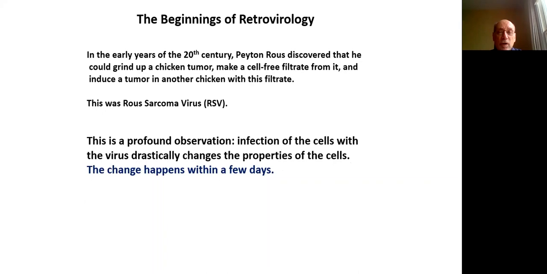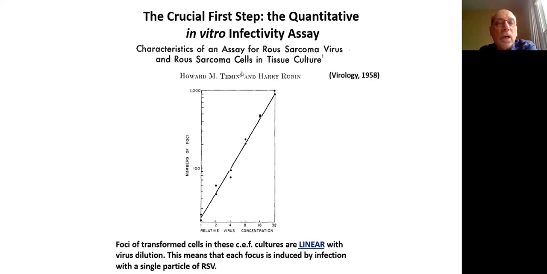As I was saying, the field was limited by the available techniques and qualitative nature. It was found that you could get tumors not only in intact chickens, but also on the chorioallantoic membrane of chicken eggs. But finally, a groundbreaking event was the introduction of a real in vitro infectivity assay.